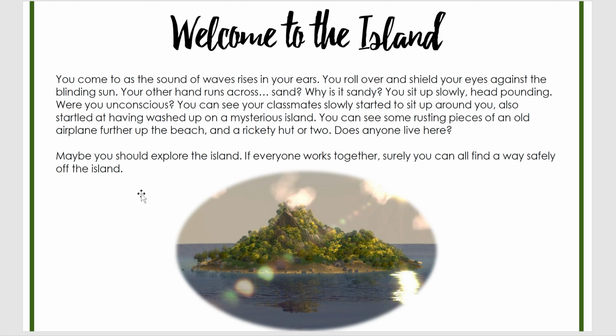Were you unconscious? You can see your classmates slowly starting to sit up around you, also startled at having washed up on a mysterious island. You can see some rusting pieces of an old airplane further up the beach, and a rickety hut or two. Does anyone live here? Maybe you should explore the island. If everyone works together, surely you can all find a way to safely escape the island.